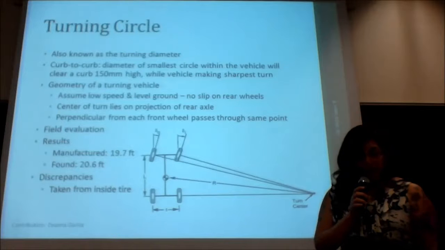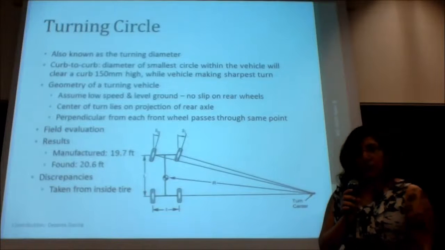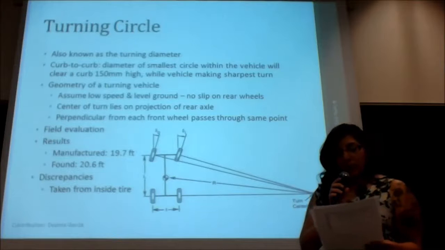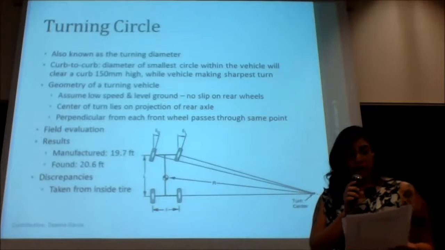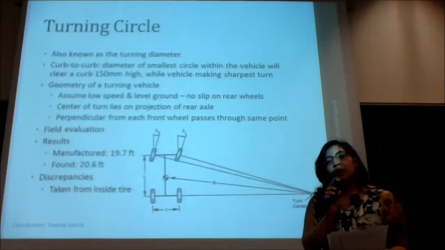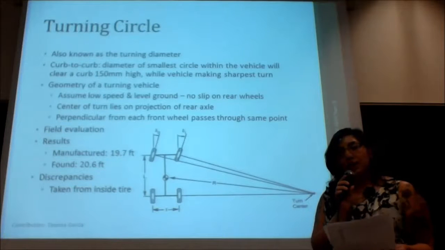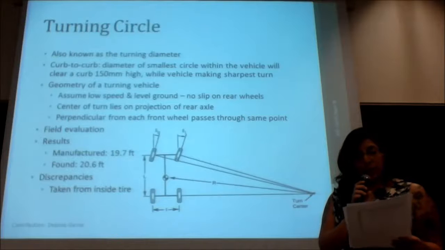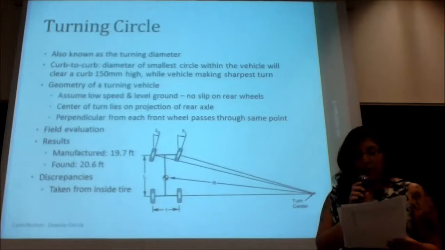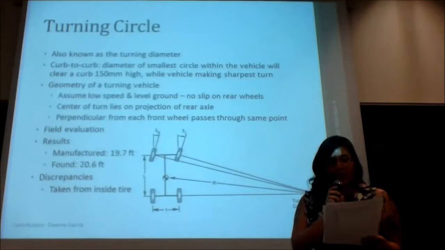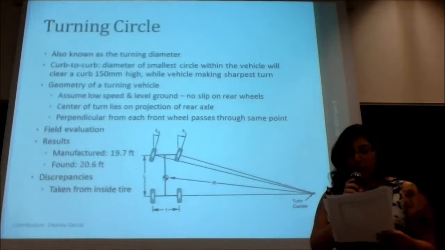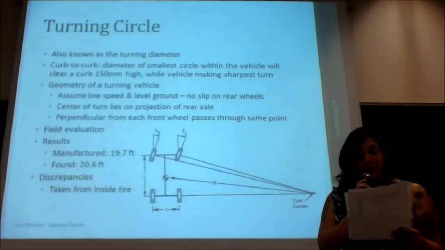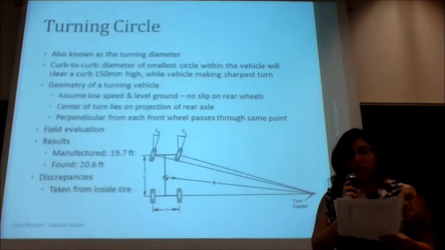Now, the first thing we want to determine about the vehicle is its turning circle, also known as its turning diameter, which is the smallest circle in which the vehicle can make while turning. We're going to measure the distance between this center to the location that the tires come in contact with the road. We're going to compare this to the curb-to-curb turning diameter, which is specifically the diameter of the smallest circle within which the vehicle can clear a curb of 150 millimeter height while still executing its sharpest turn.